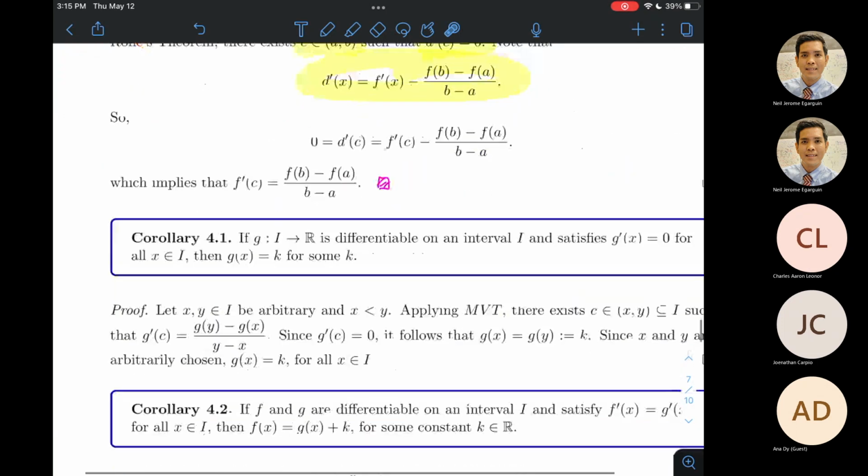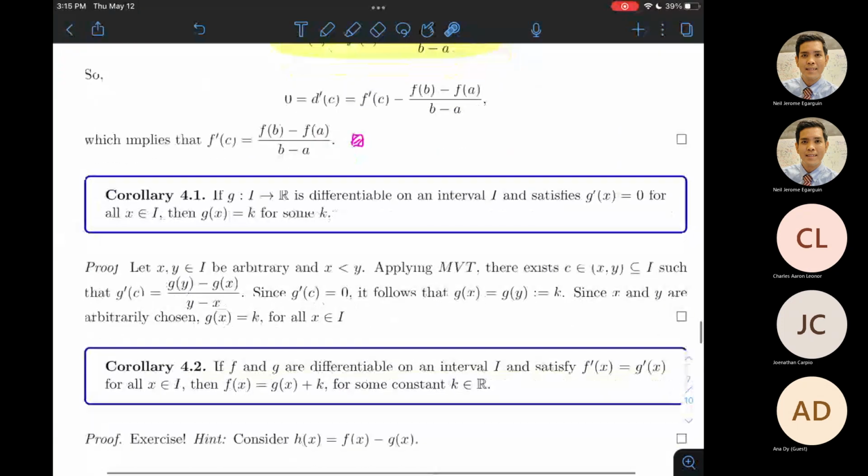Okay. So ano ngayon? Ano yung mga implications? Sabi ko nga, pangako ko kanina, hindi lang pahirap yung MVT. Meron yung saysay, meron yung significance kasi marami mga results ang nanggaling sa MVT.